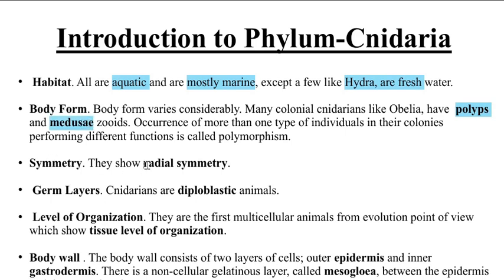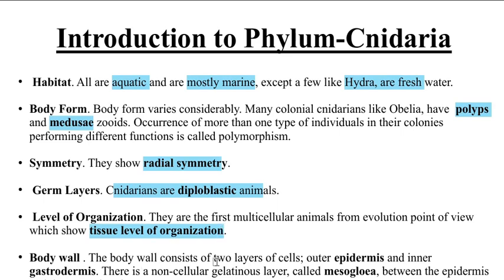Symmetry. They show radial symmetry. Germ layers. Cnidarians are diploblastic. That means they have only two germ layers, that is outer ectoderm and inner endoderm. Level of organization. They show tissue level of organization.